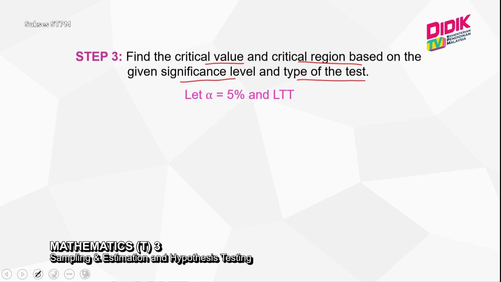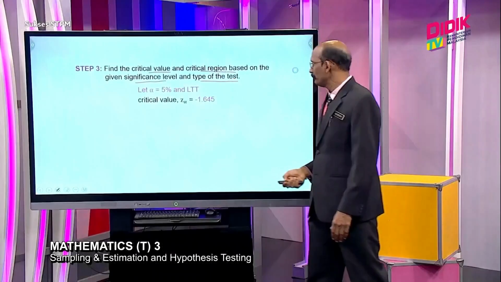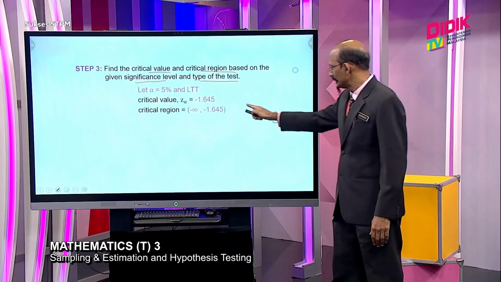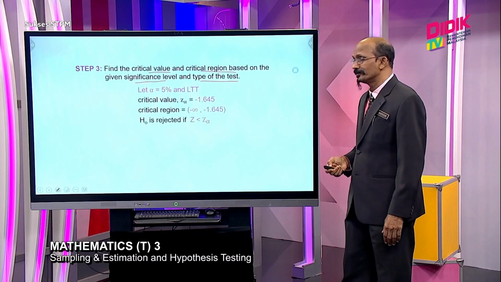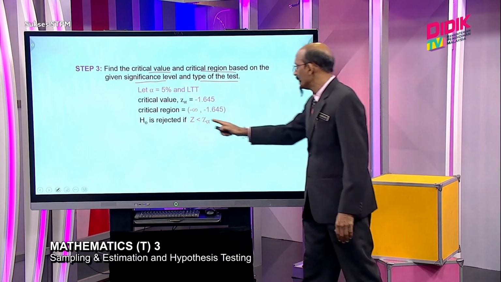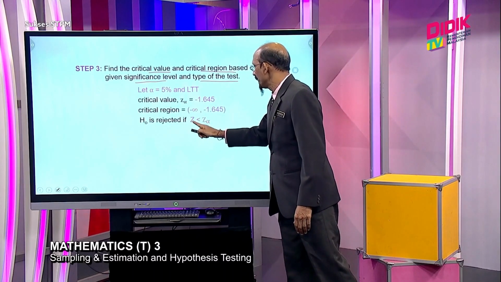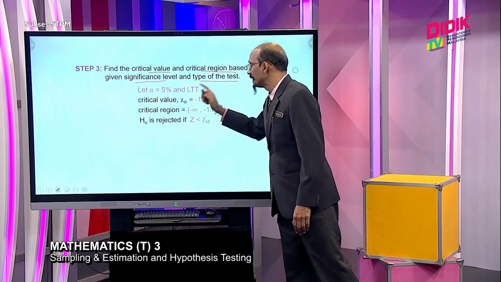type of the test. We have 3 types of tests: left tail test, right tail test, and two tail test. Let's assume our significance level here is 5%, and LTT stands for left tail test, RTT for right tail test. So let's say this one. My critical value will be like this, and my critical region in the form of an interval. Then I make an early decision. Early decision means H0 is rejected if my test statistic is less than my critical value.